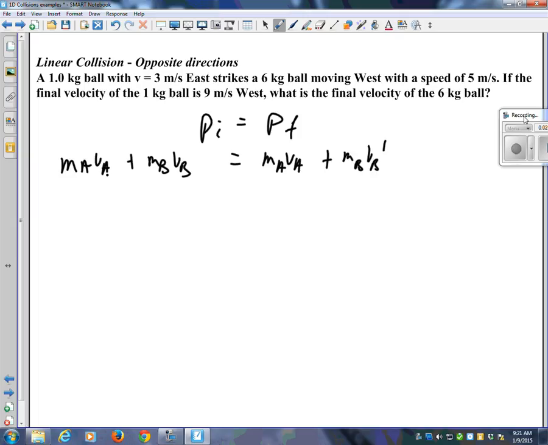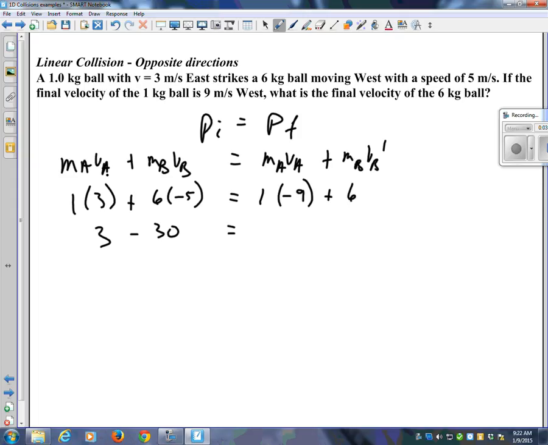Okay. So a 1 kilogram ball with velocity 3 meters per second east. So 1 times 3. Strikes a 6 kilogram ball moving west with a speed of 5. So this is going to be 6 and this is going to be minus 5, right? I'm not going to fall for this trick again. And leave it like that. This is 1. If the final velocity of the 1 kilogram ball is 9 west, so that's going to be minus 9. What is the final velocity of the 6 kilogram ball?